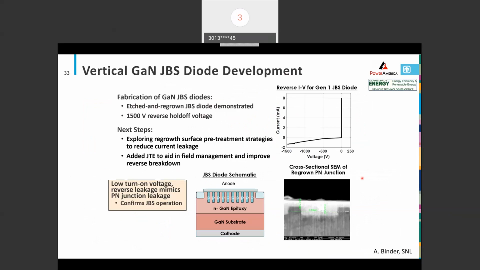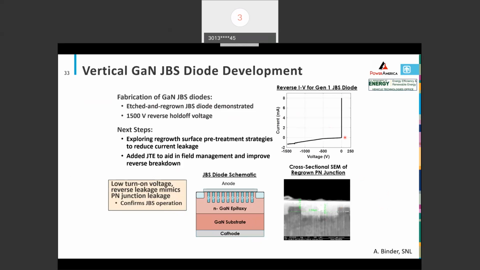A couple other devices. We've also been looking at JBS diodes. This is actually work funded by the Vehicle Technologies Office out of DOE, so looking at automotive applications. And JBS, of course, has that selective area doped structure, as you can see in the schematic at the bottom. We've used some of the techniques I described in the previous slide here, and you can see this cross section, and gotten devices.